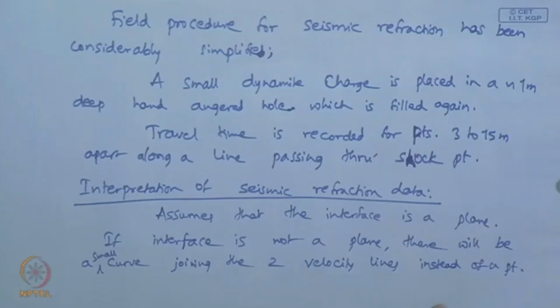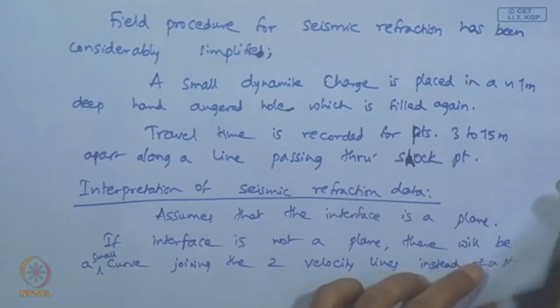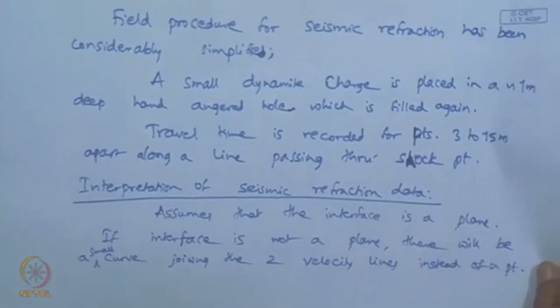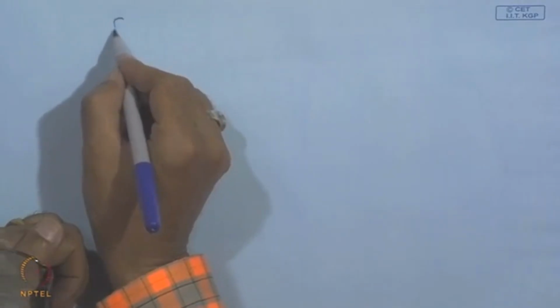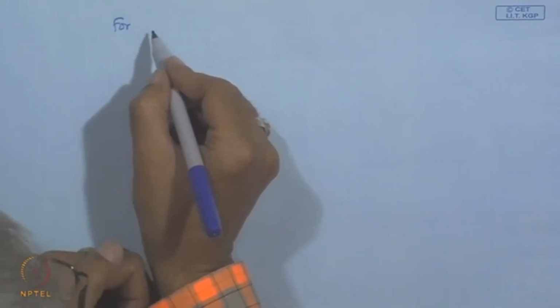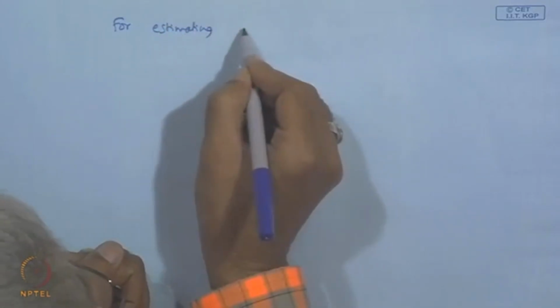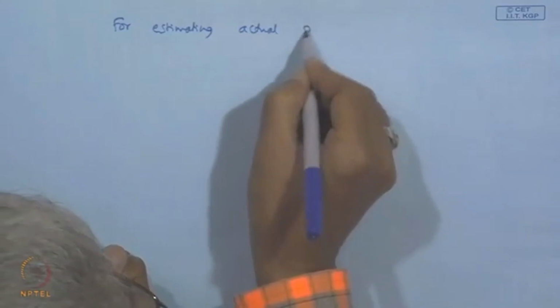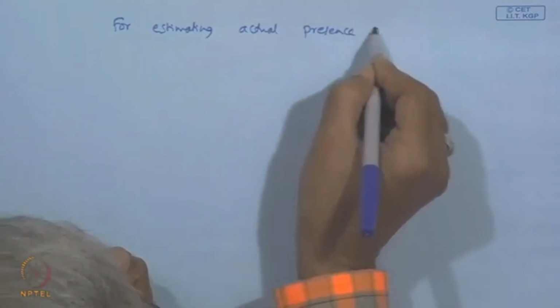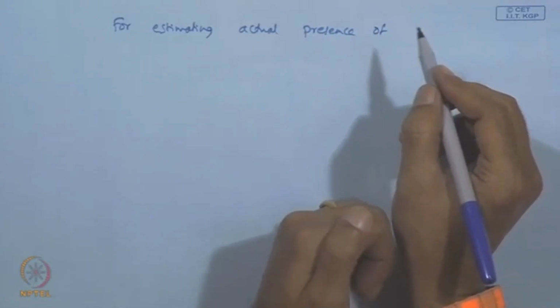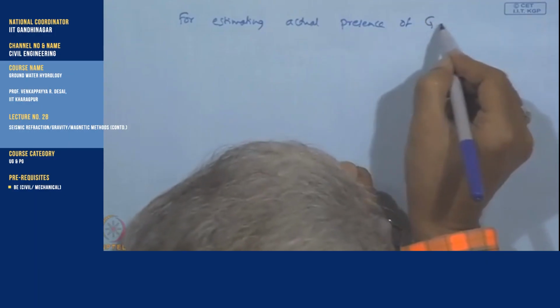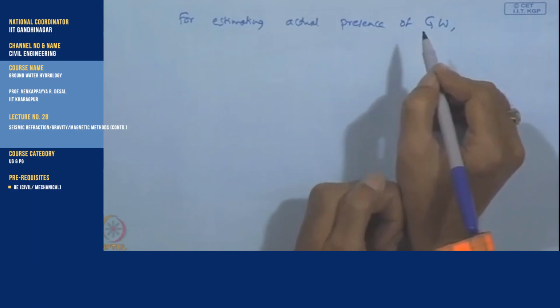So here, for estimating the actual presence of groundwater, supplemental information is required.